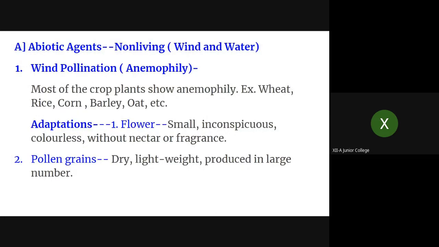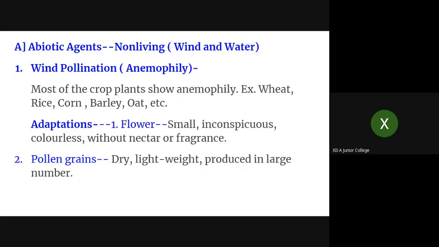Now, we'll talk first about abiotic agents, that is non-living agents. And these are wind and water. One by one we'll go. First is wind pollination. Wind pollination is also called anemophily. Anemophily means wind pollination only, not animal pollination. Remember, so many times students make mistakes, and if anemophily, they write that animals are the agents, but it is not right. It is not correct. Anemos means wind. So when the pollinating agent is wind, that type of pollination is called anemophily.